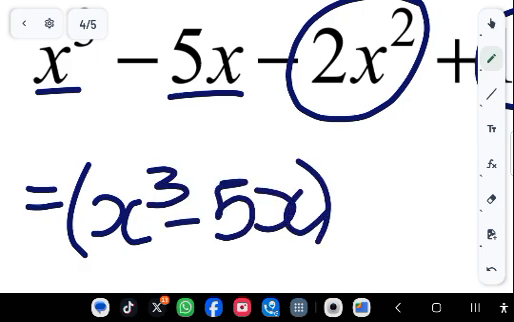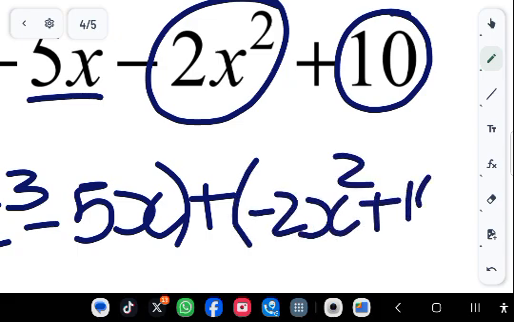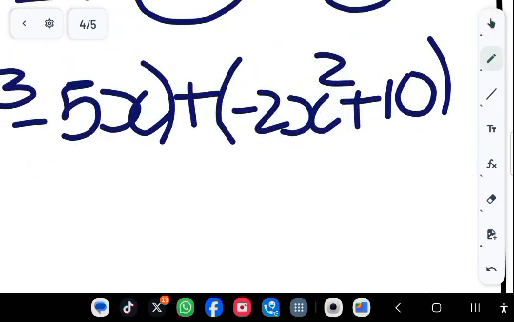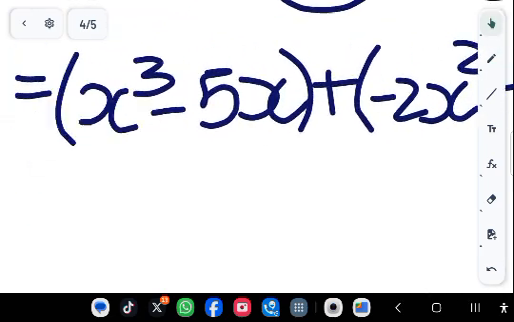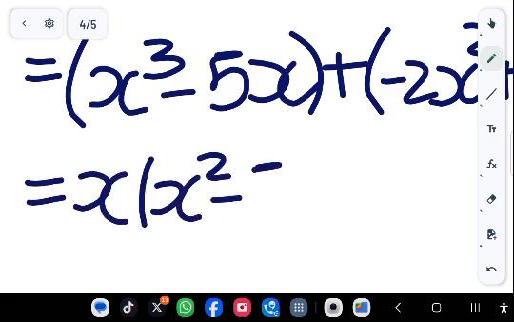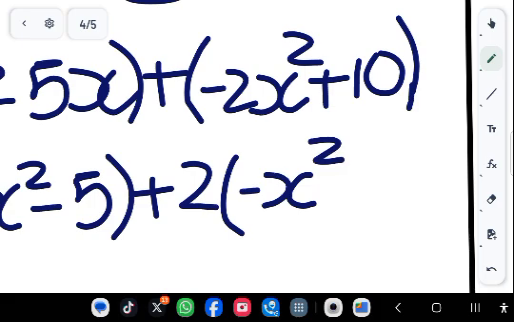I just want to show you that it does not matter what you group together, as long as they do have a common factor, you can take it out and then work it out exactly the way you would work out any option. Now let's take out the common factor here. The common factor is x. That leaves us with x squared minus 5 in this. Plus the common factor here is 2. That leaves us with minus x squared plus 5.